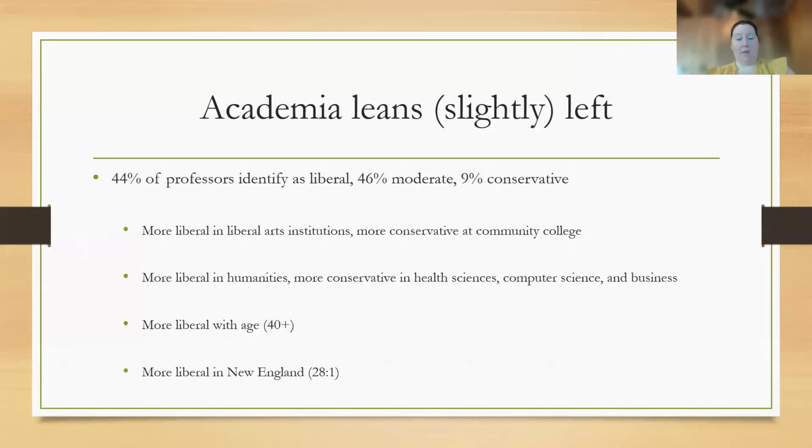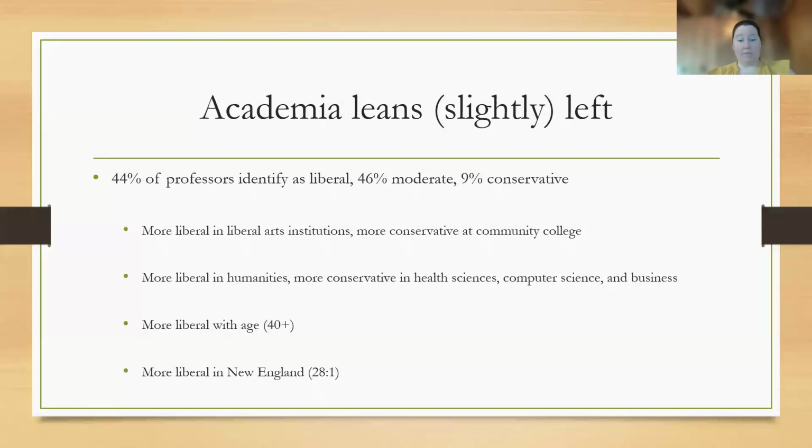The place that the authors were coming from is an understanding that academia leans slightly left, and that might influence some of the perceptions of political advocacy that our students have of us. Technically, the mode identity of a professor is a moderate. This is self-identifying from the professors themselves, not the students' perceptions of that leaning. But 46% are leaning moderate. But if you're on one edge or another, you're much more likely to identify as liberal than you are conservative.